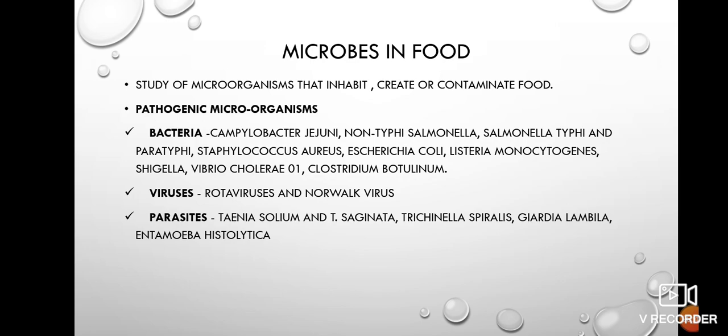Vibrio cholerae O1 causes severe watery diarrhea which can reach up to 20 liters per day. Clostridium botulinum causes botulism, in which a highly potent heat labile toxin is produced that affects the nervous system. Botulism is food poisoning during which this bacterium produces a toxin which affects the nervous system. So these are all the bacteria in food.